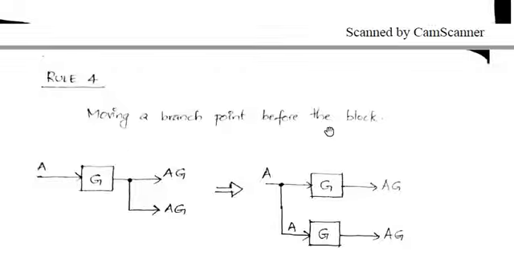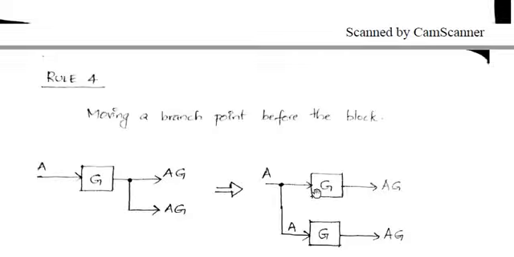Now rule 4, moving a branch point before the block, right? So here we have a block with gain G. We are applying signal A to the block, and at the output we have AG. So in this case our branch point is at the output of G. From that point I am taking the signal, so what I get here will be AG, right? Now what I am trying to do is shift this branch point before the block G, from the front side of block G to the back side of G. So what should be the change that I have to make in the branch?